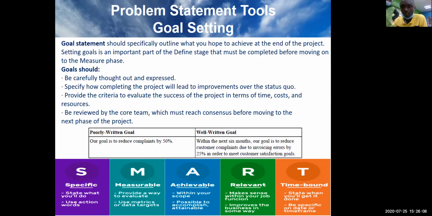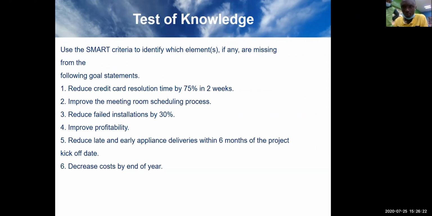The next one we'll talk about would be just to test our knowledge. So we're going to look at a couple of scenarios, then we will use the SMART criteria to identify which elements, if any, are missing from the goal statement. So, test of knowledge this time. Using the SMART criteria, identify which elements, if any, are missing from the goal statement. So for instance, this first one: reduce credit card resolution by 75% in 2 weeks. From SMART, what do you think is missing here?